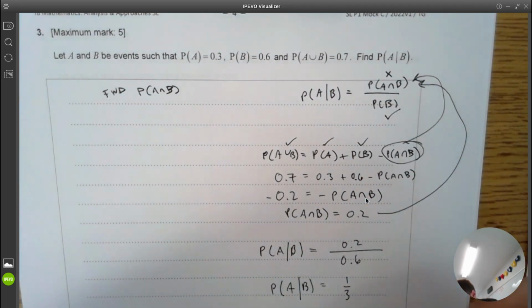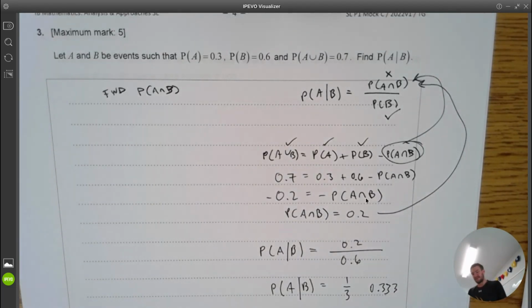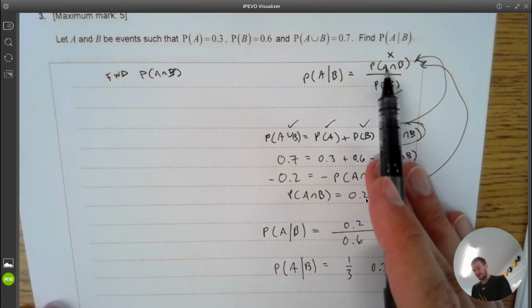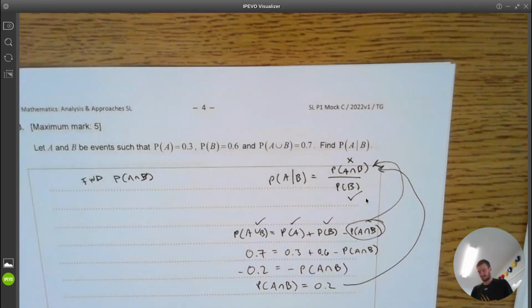Or I guess if these are all decimals, 0.333. What do we think about the answer guide? We got that right? Yes. Not too bad. Not too bad. Just using formulas. Again, as soon as I noticed I was missing this one, I looked for the other one.